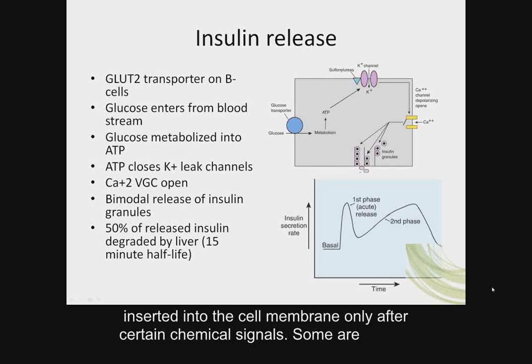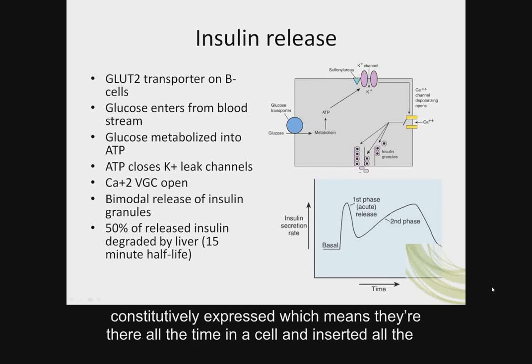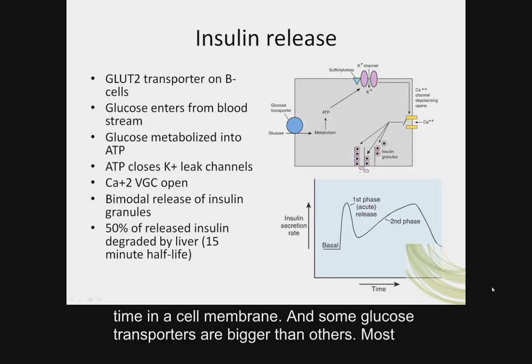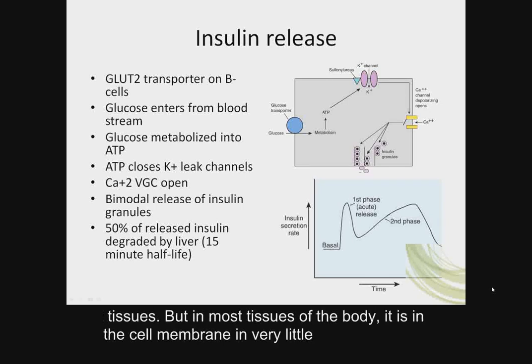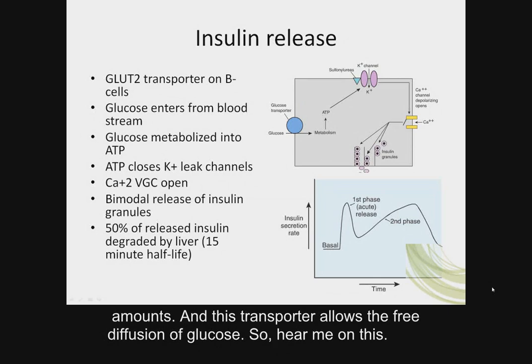Some are constitutively expressed, which means they're there all the time in a cell and inserted all the time in a cell membrane. And some glucose transporters are bigger than others. Most notably, there is glucose transporter 1, GLUT1. It turns out this is present in all the tissues, but in most tissues of the body, it is in the cell membrane in very little amounts. And this transporter allows the free diffusion of glucose.